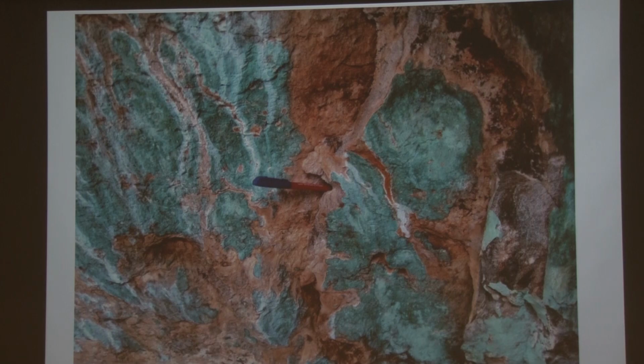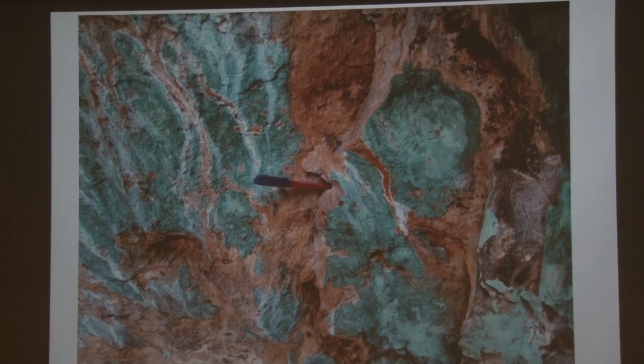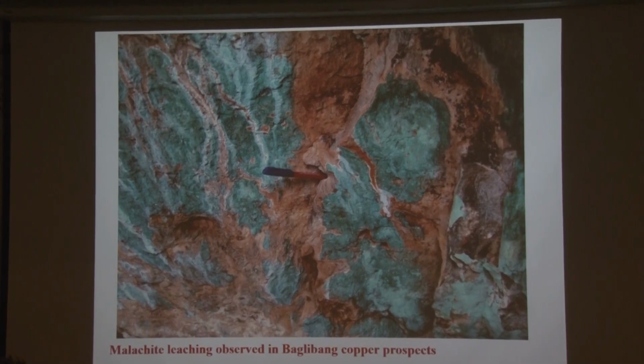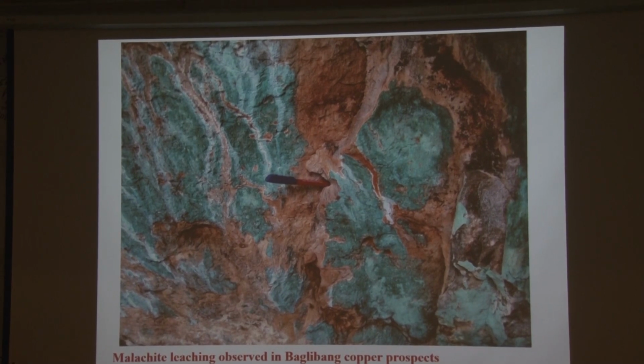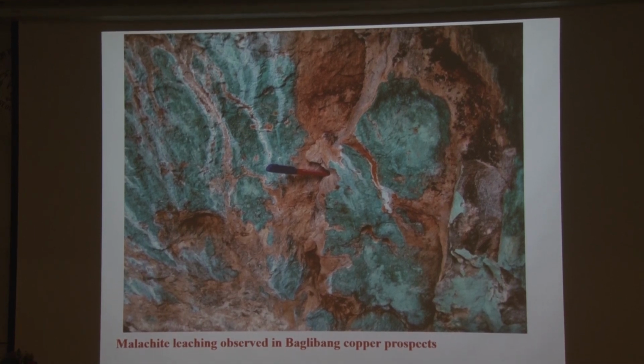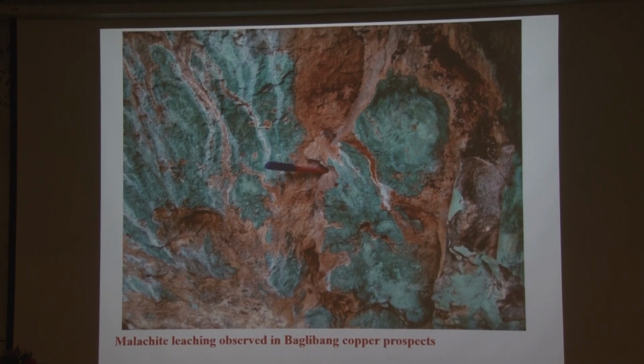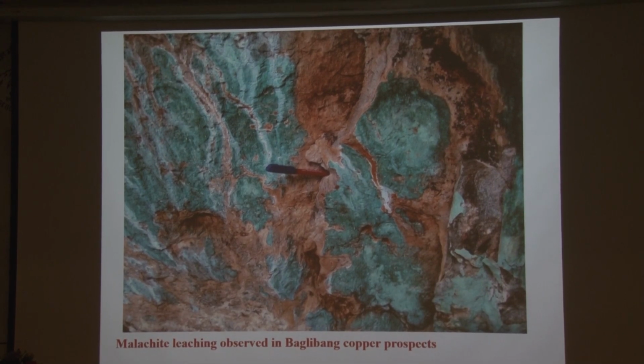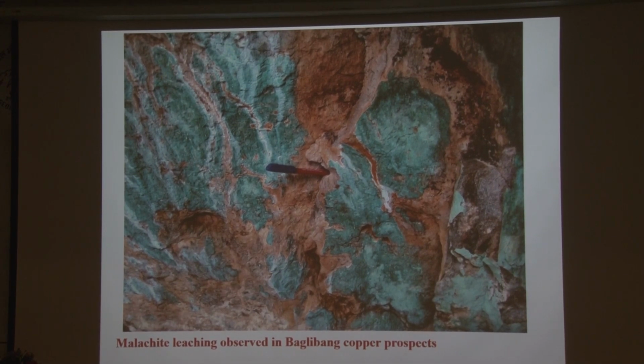You can see a very clear view of the malachite from the Baglivan copper prospect, and you can also see the red rustings, which are pyrite rustings, that is, iron rustings. These photographs also show that the copper mineralization is associated with pyrite mineralization too.